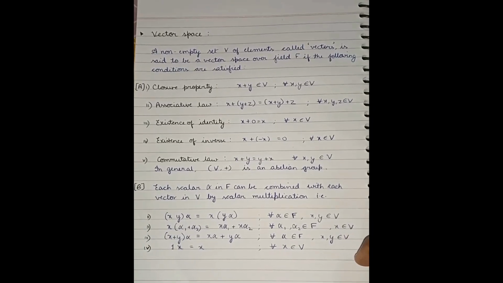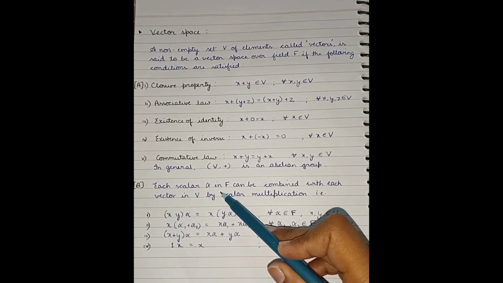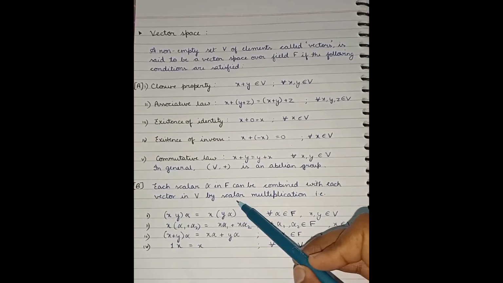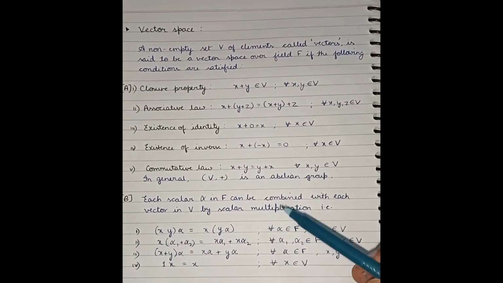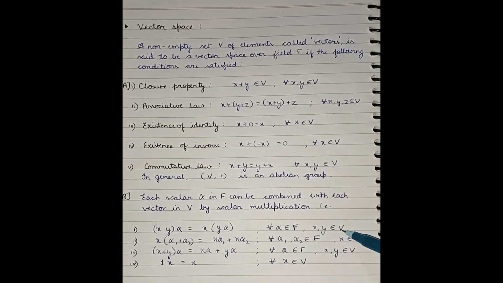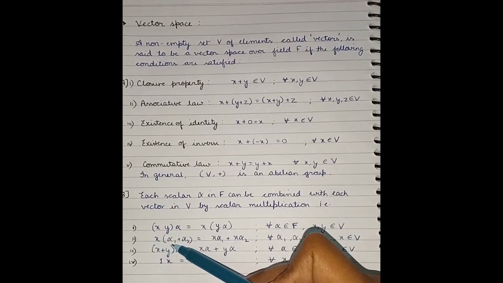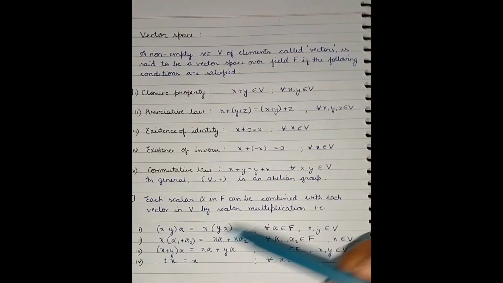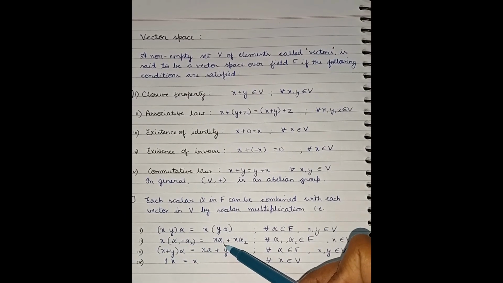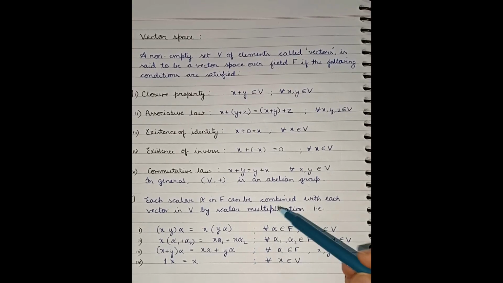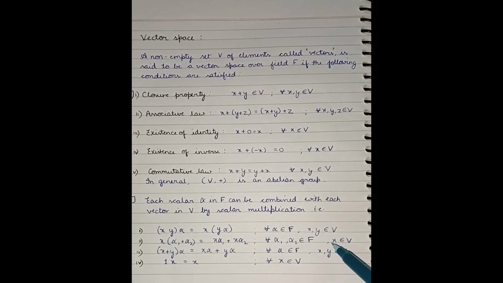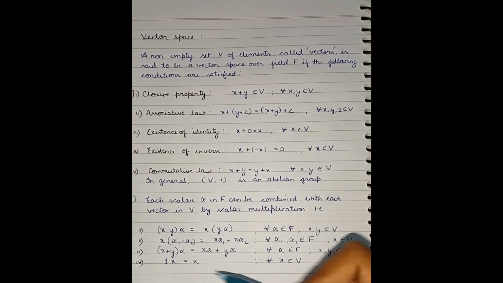Next property is that each scalar in field F can be combined with each vector in V by scalar multiplication. For all α belongs to F, x belongs to V, xα belongs to V. Next, x(α1 + α2) = xα1 + xα2 for all α1, α2 belongs to F and x belongs to V.